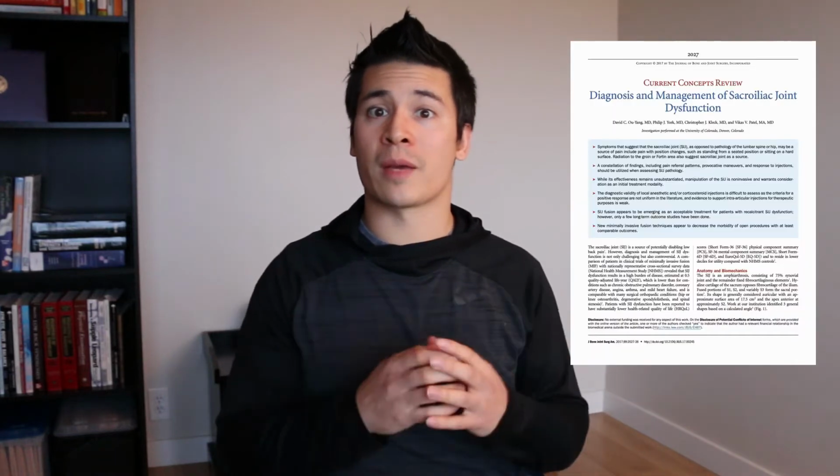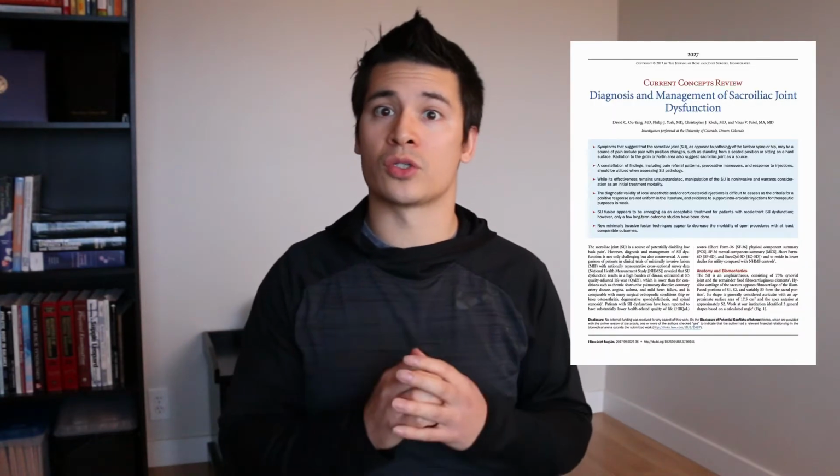A review by Wu Yang published in the Journal of Bone and Joint Surgery looked at the diagnosis and management of SI joint conditions. The SI joint is a joint in the low back area, and it's comprised of the sacrum and the ilium, and then in between right here is the SI joint, and it's been thought that that is a potential area that causes low back pain.